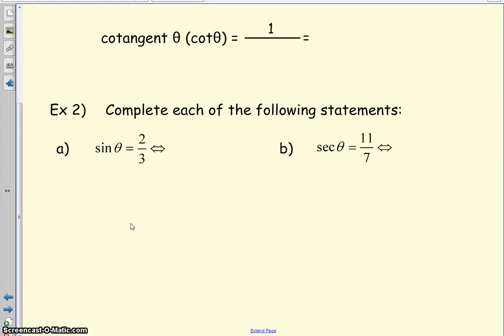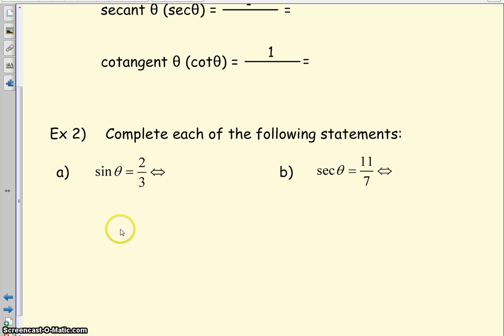Okay, welcome back. So what we want to do now is just apply what we just learned about the new reciprocal ratios and try and come up with some equivalent statements to some existing ratios we've already seen. So for example, if you see the fact that sine theta is equal to 2 over 3, what does that mean in terms of a reciprocal ratio?